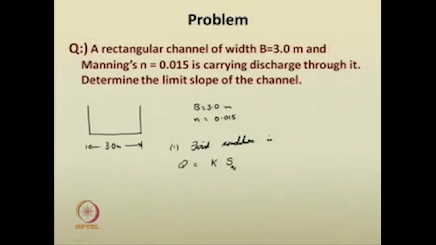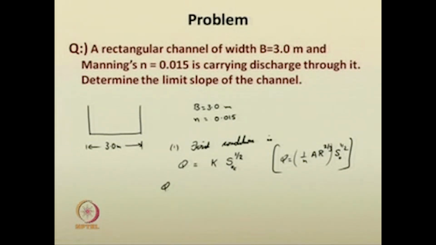So, you can measure Q in such a way that this is equal to K S0C to the power of half, according to the theory that I hope you are well aware of. Q is equal to 1 by n A R to the power of 2 by 3 S naught to the power of half is the Manning's equation. And now, in this condition S0 is a critical slope. So, that is why I wrote it S0C. This particular quantity is your K.